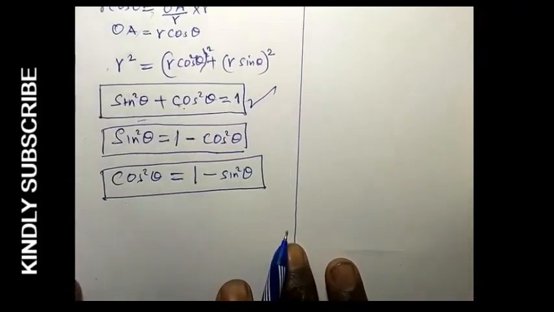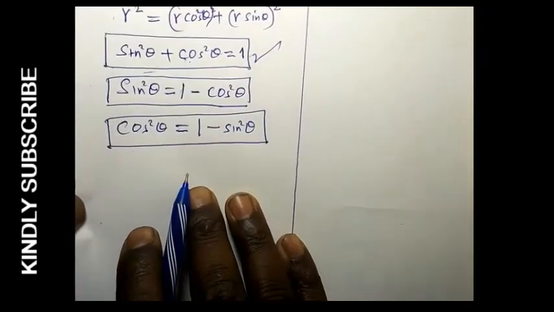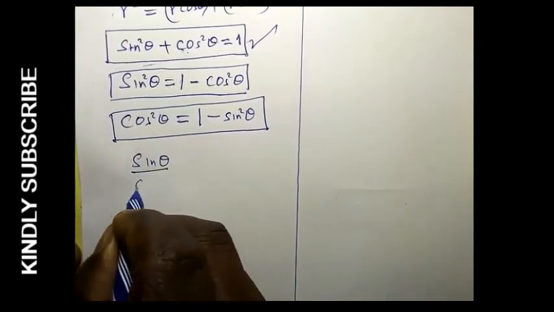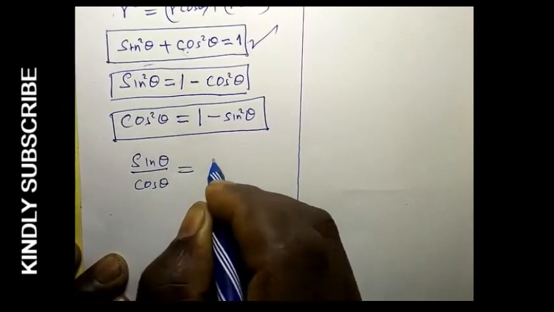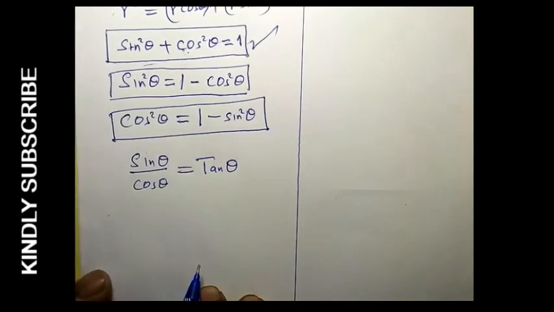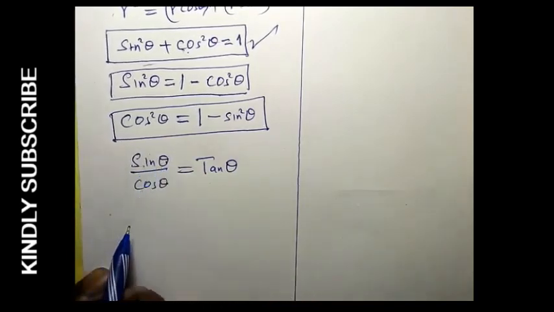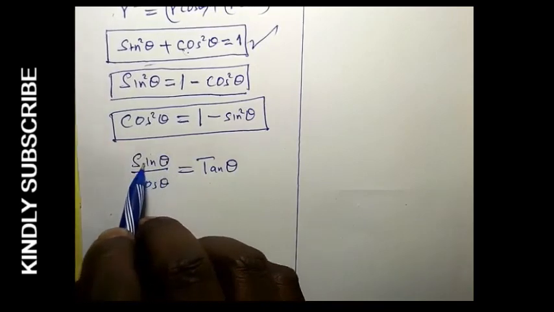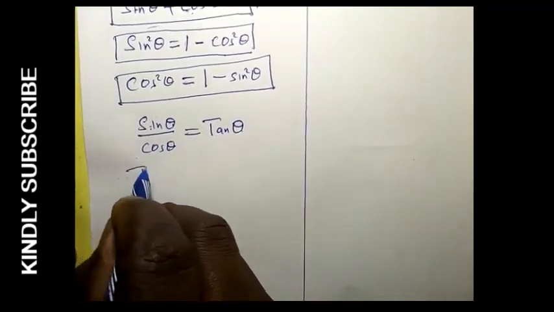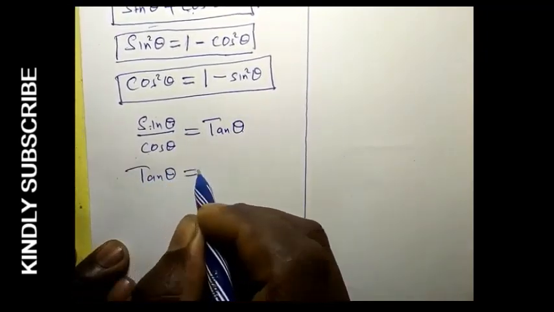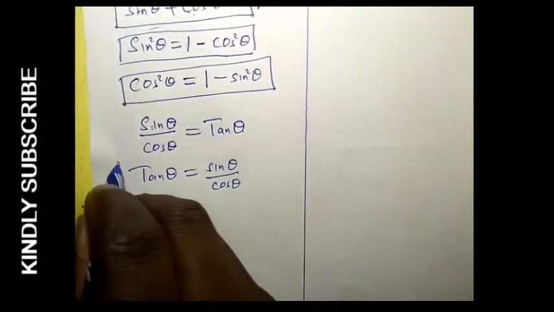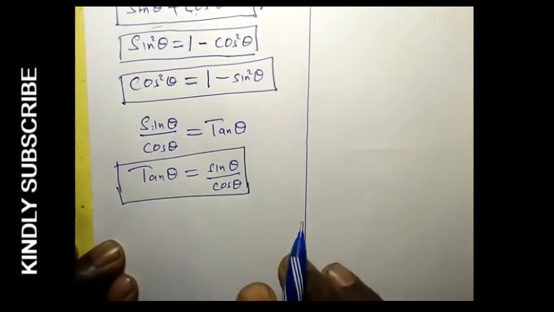Right? Now, once we have reached there, we should also know that sine theta divided by cos theta, the answer is tan theta. Very important. So simply we are saying that tan theta will be equal to sine theta divided by cos theta. Make note of that.